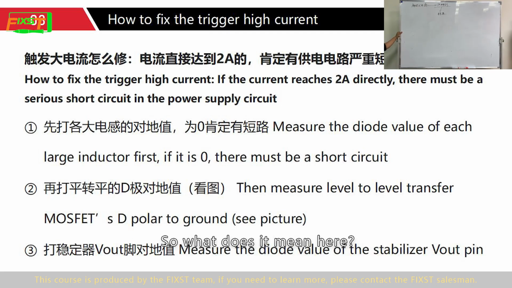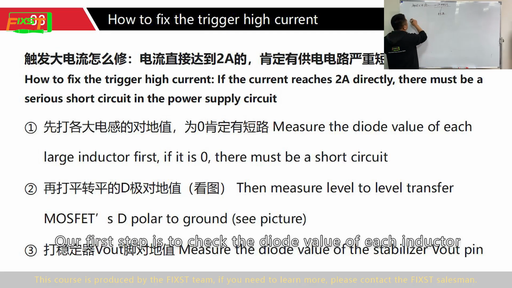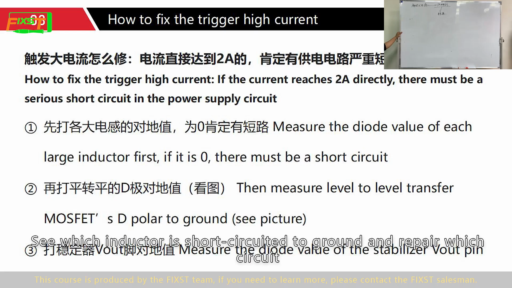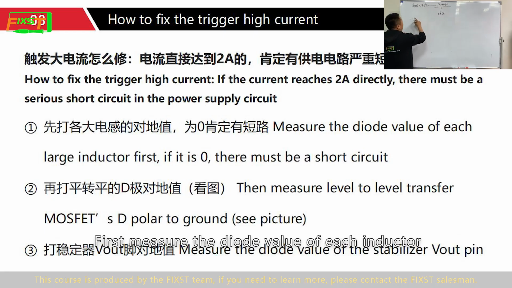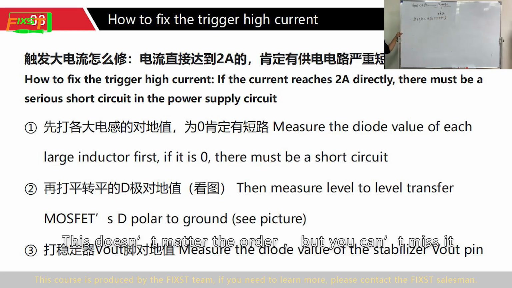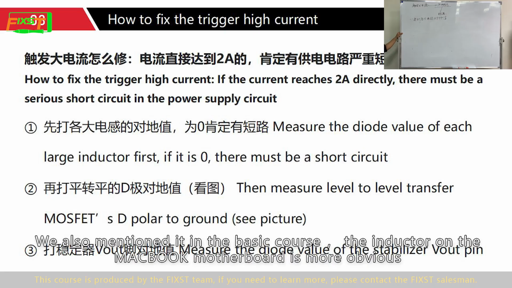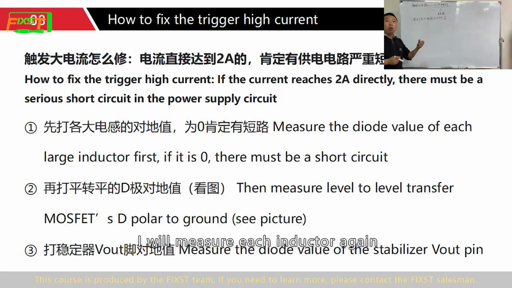So what does it mean here? Our first step is to check the diode value of each inductor. See which inductor is short circuit to ground and repair that circuit. First measure the diode value of each inductor. The order doesn't matter, but you can't miss any. We also mentioned it in the basic course. The inductors on the MacBook motherboard are more obvious. I will measure each inductor again.